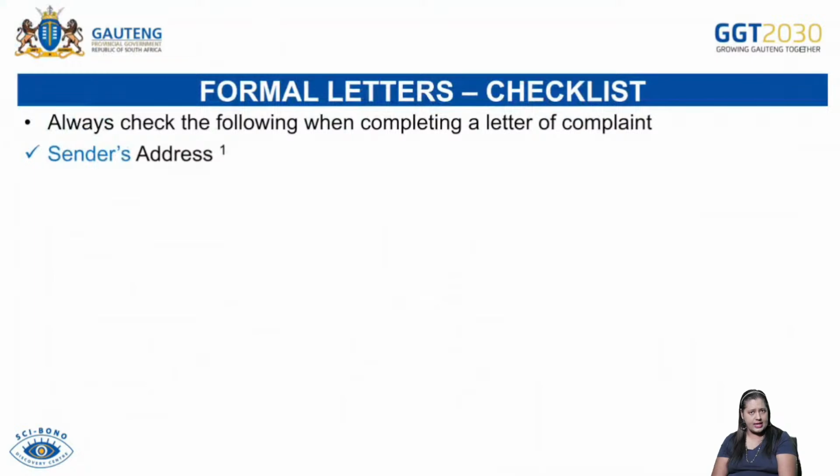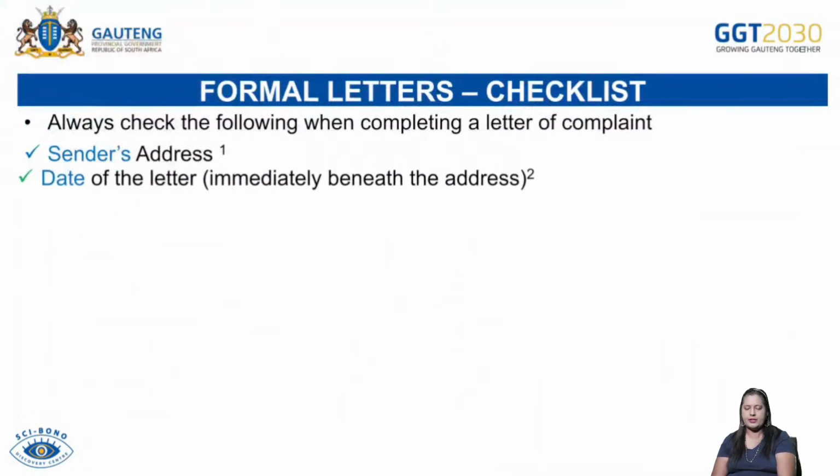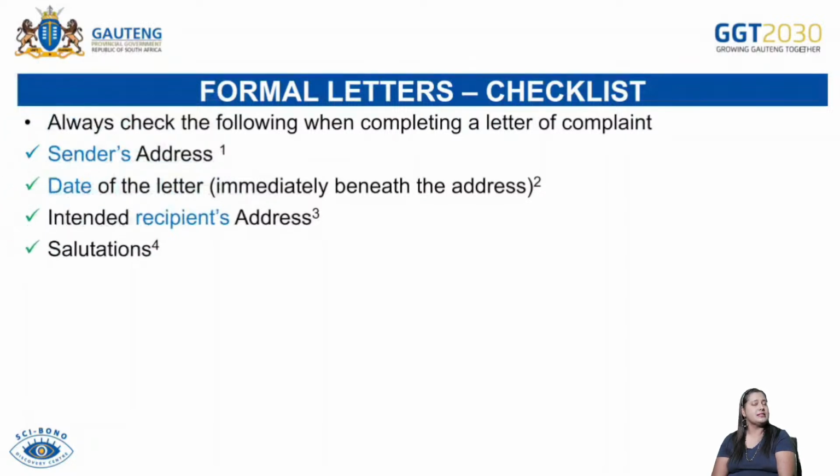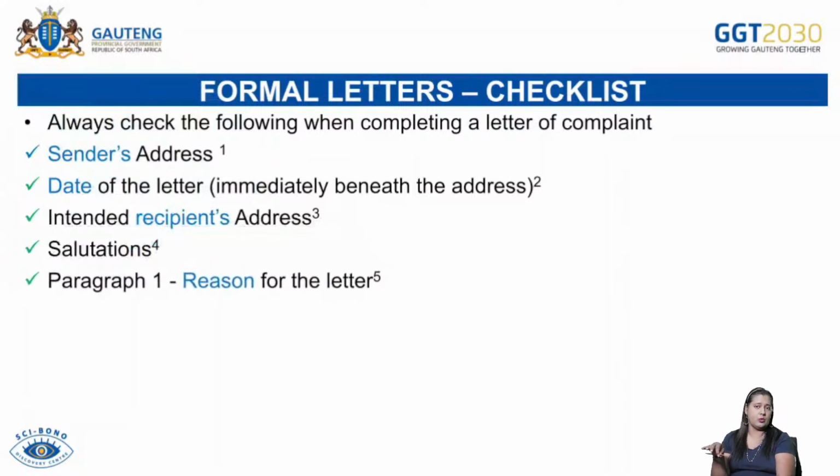Do I have a sender's address? Do I have the date of the letter included? That's beneath, obviously, the address of the first person. Thirdly, do I have the intended recipient's address? Have I then included my salutations correctly? That's the one where I spoke to you about dear or sir or madam, right? Underneath the salutation, did I include that line where I said what I'm talking about here, the main idea? And then paragraph 1. Have I included in paragraph 1 the reason for my letter, right?